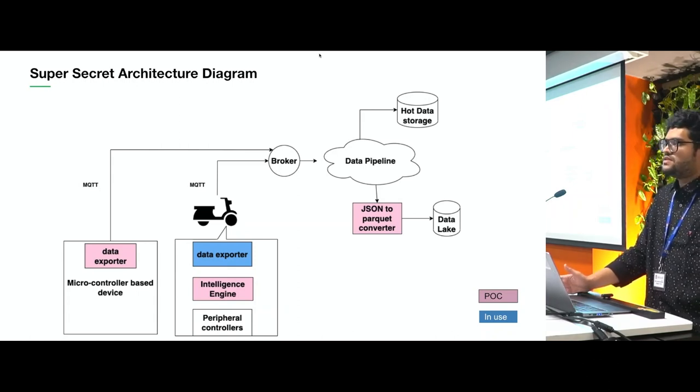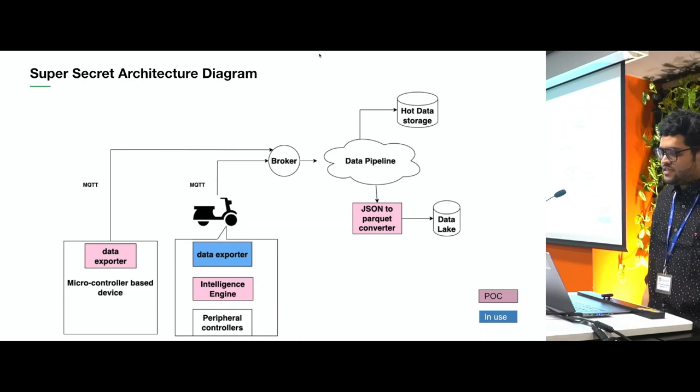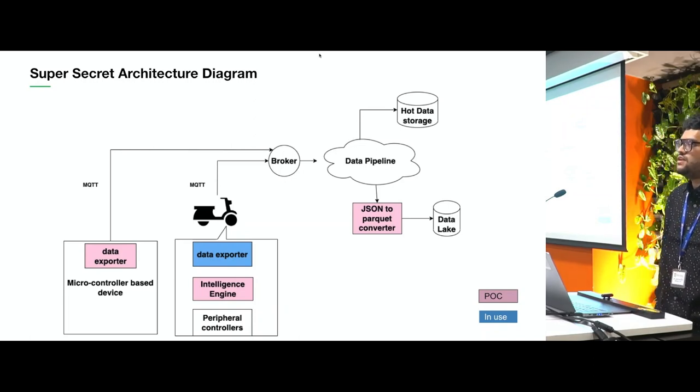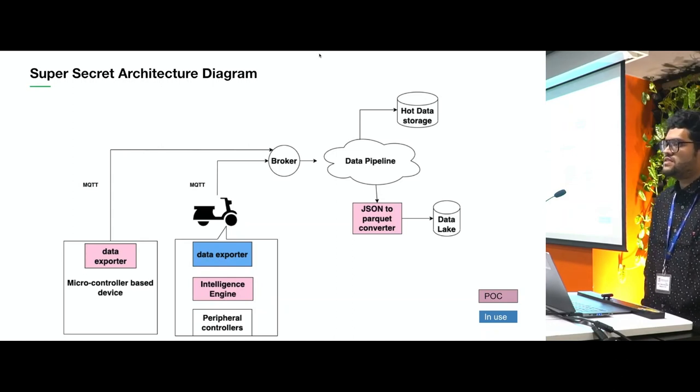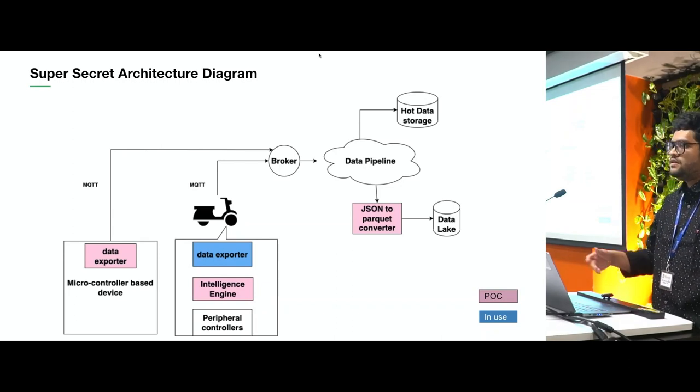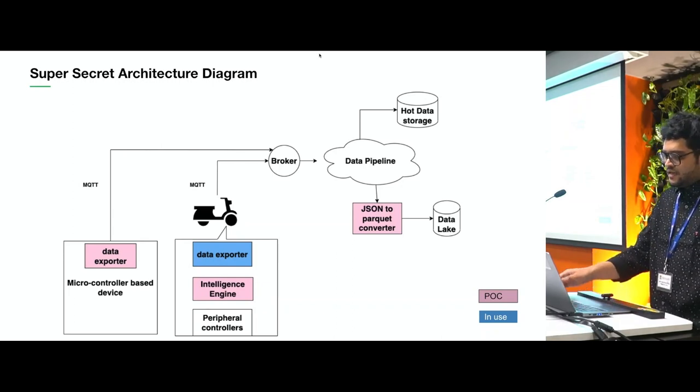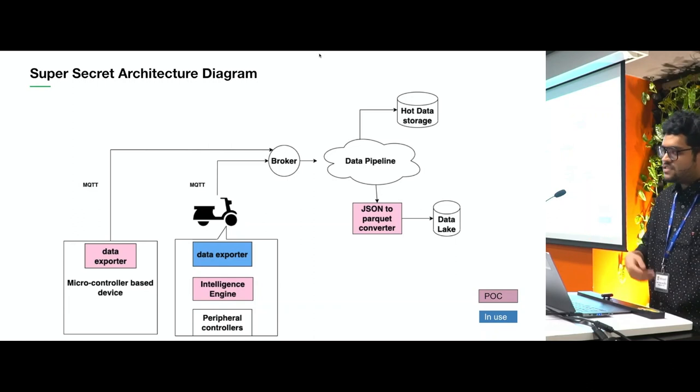And what we are using is RumQTT, I would say Rust MQTT, a very good library in Rust that is extremely efficient. We have been using it for 3 years, and this entire data exporter, even at rates of 2,000, 3,000 messages per second, hardly takes around 1-2% CPU and 0.6 MB of RAM. So it's really efficient.